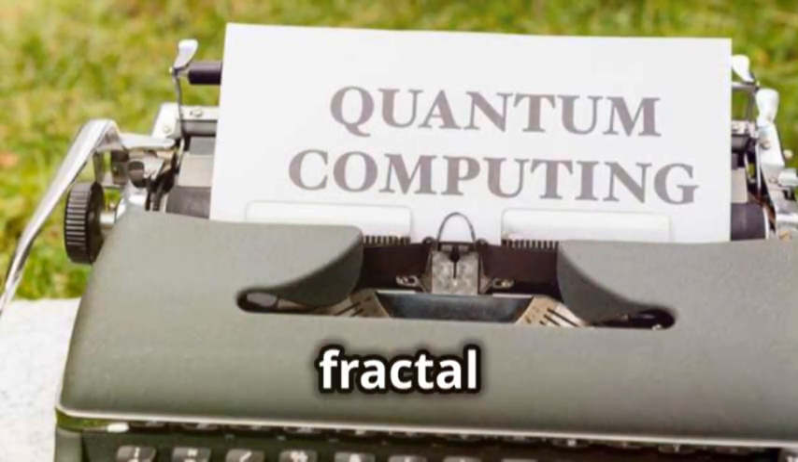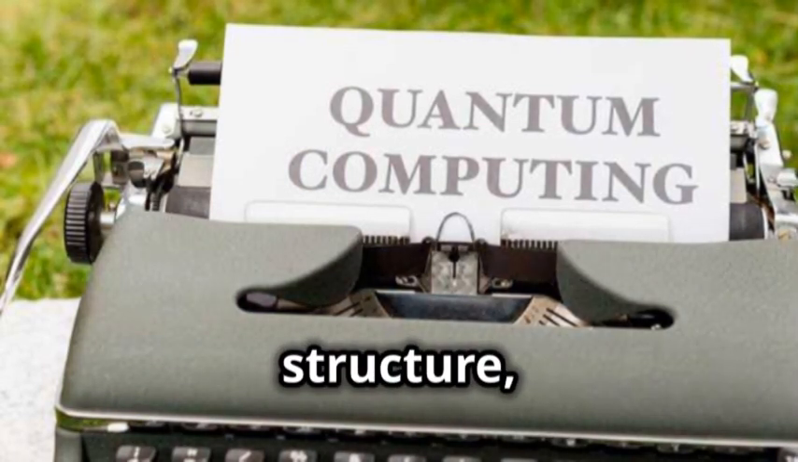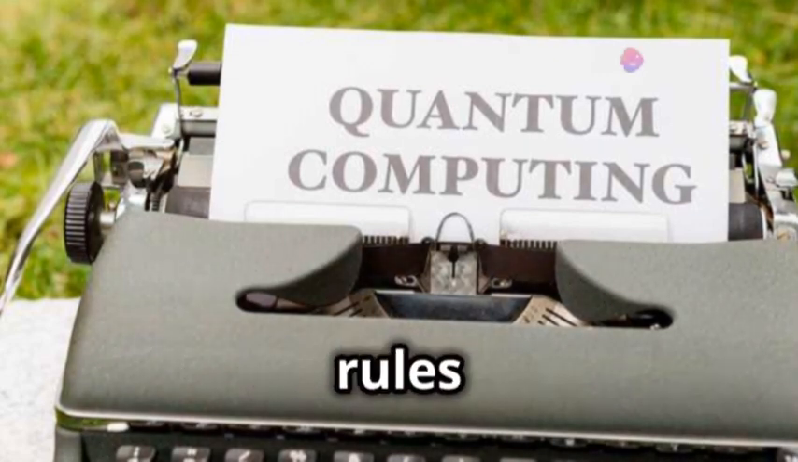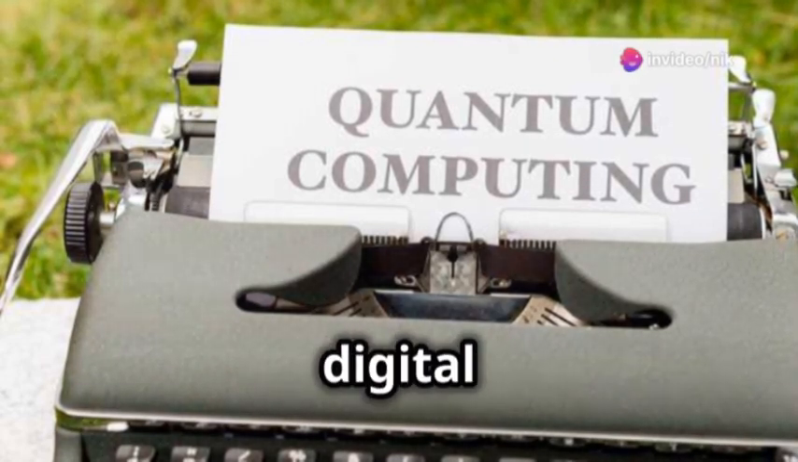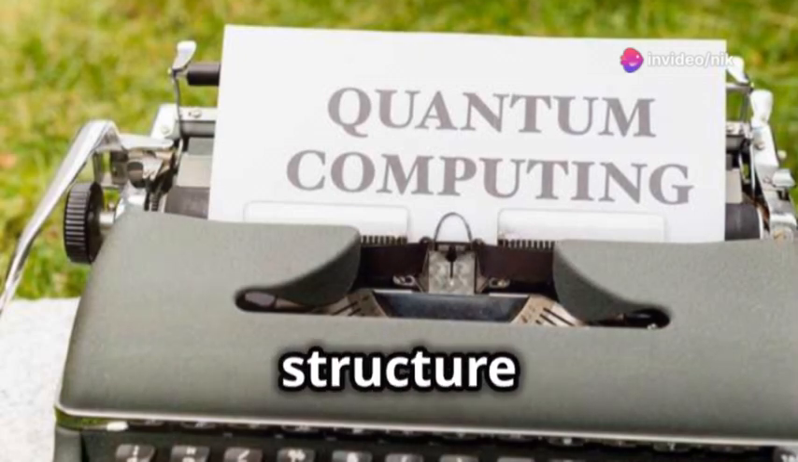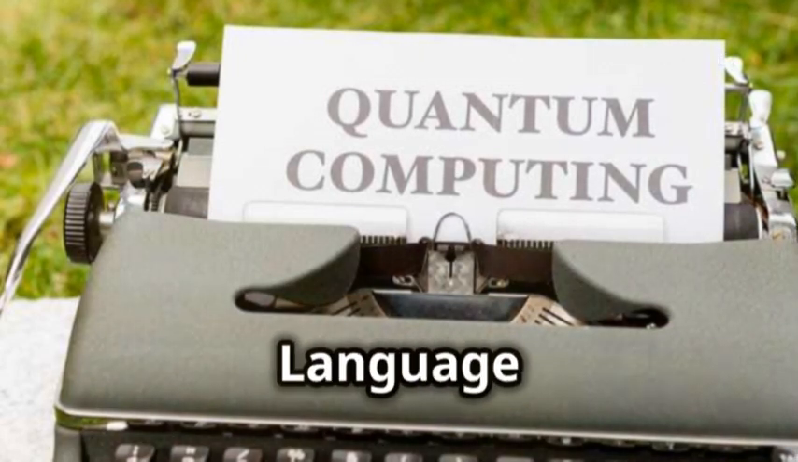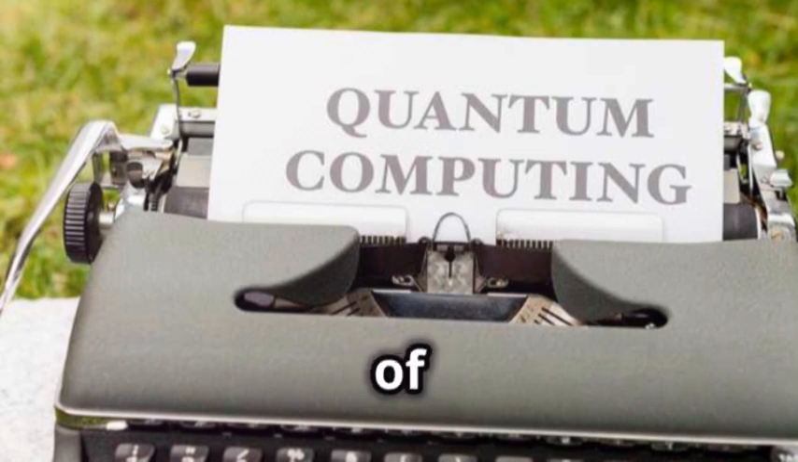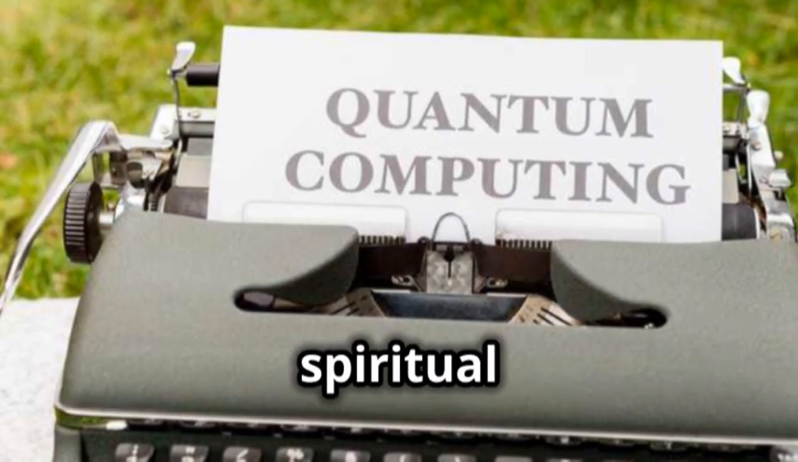For instance, a fractal is essentially a complex structure, but it can be understood through simple rules and repeated patterns, akin to how digital roots simplify large numbers into a core, revealing insights about the structure of the universe. The numerical language of the Quran. The Quran's use of numbers often ties back to a deeper spiritual meaning.